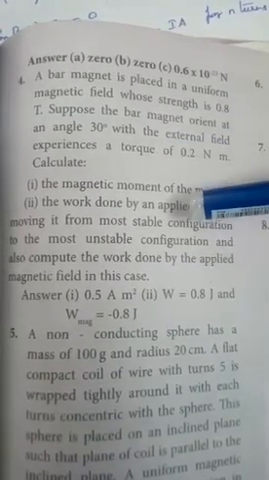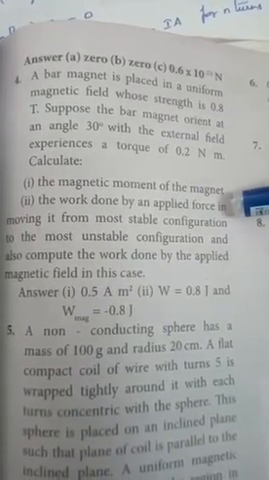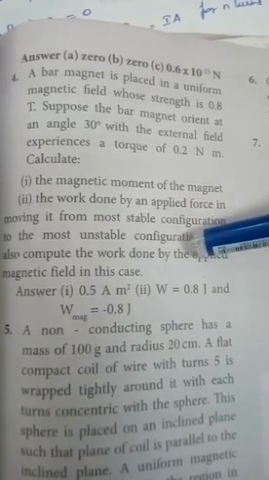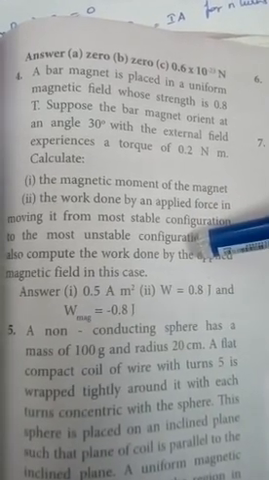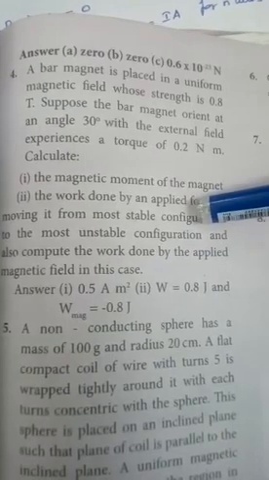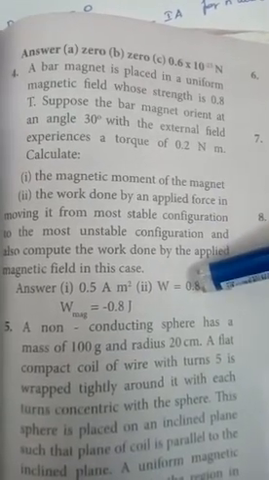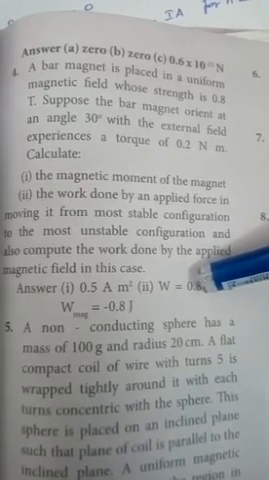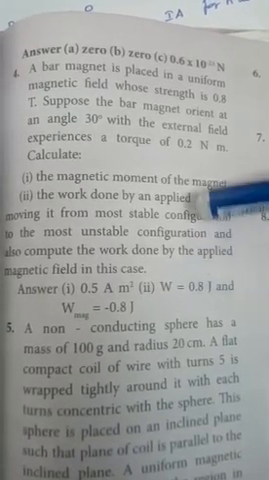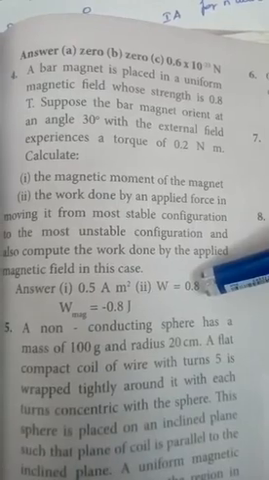Now find the magnetic moment of the magnet, and also find the work done by the applied force in moving it between the stable configuration and the unstable configuration. Then we have to find the work done by the applied magnetic field in this case. So let's find the solution now.